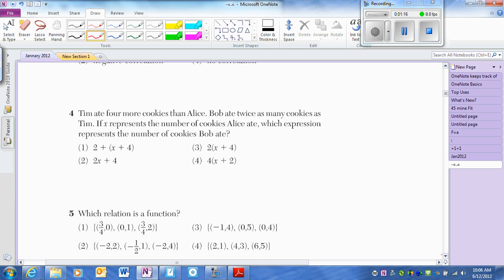Tim ate 4 more cookies than Alice. Bob ate twice as many cookies as Tim. If X represents the number of cookies Alice ate, so X is Alice, Tim ate 4 more than Alice. And Bob ate twice as many as Tim, so 2 times X plus 4 is Bob. 2 times X plus 4, not bad.